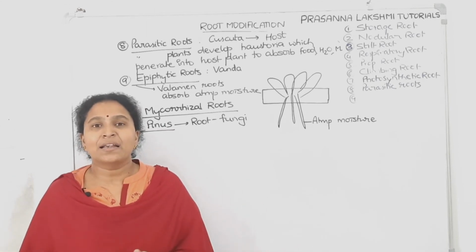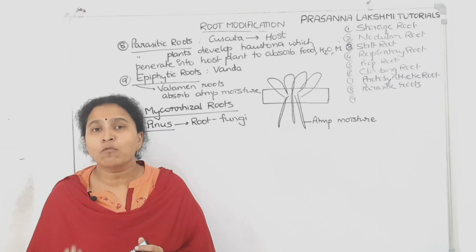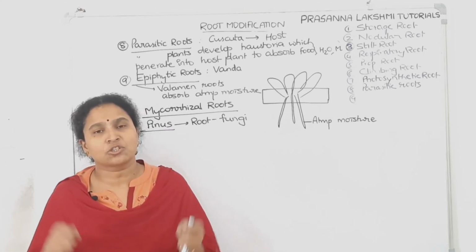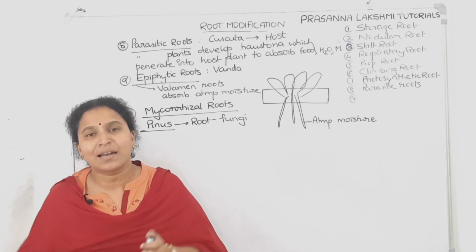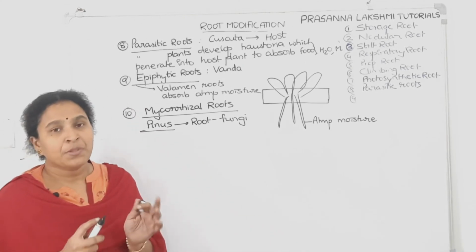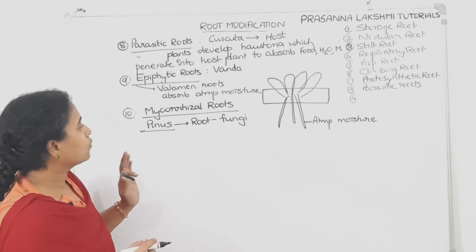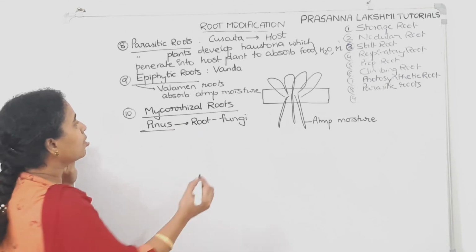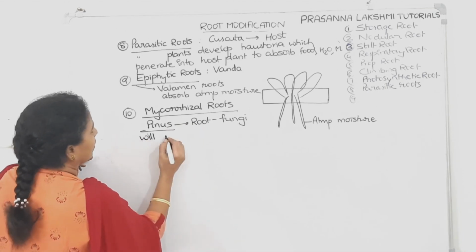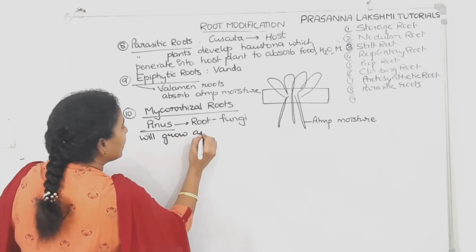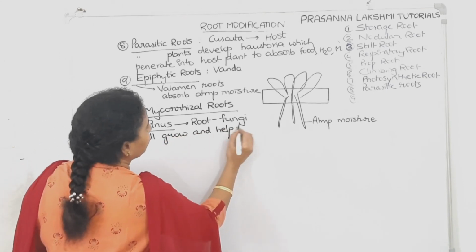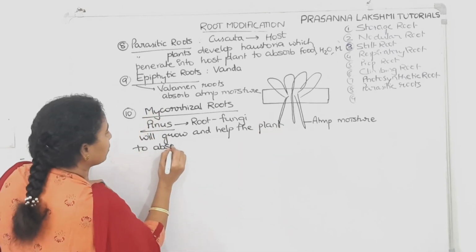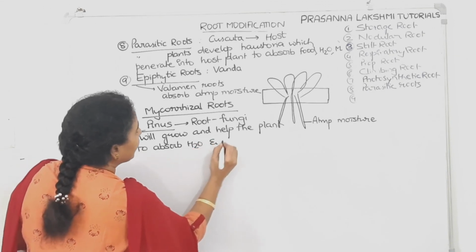Fungi will grow, and they help the plant to absorb more water and more minerals, because fungi have mycelia and hyphae. The hyphae are root-like structures. They go deep into the soil and absorb more water and more minerals. Such roots present in the pinus are called mycorrhizal roots. In the roots of the gymnosperm pinus, fungi will grow and help the plant to absorb water and minerals.